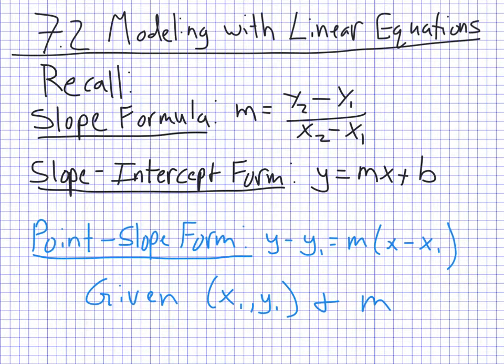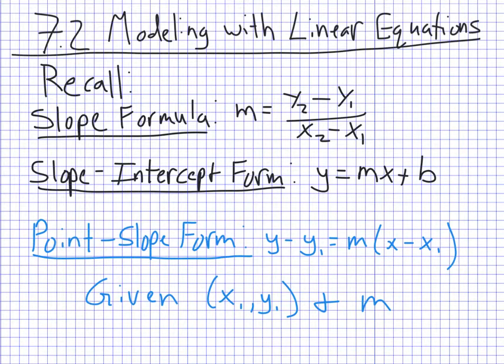We're going to add one to this called point-slope form, and it is this equation: y minus y1 equals m times x minus x1. The catch with this one is that it takes in a point, x1, y1, and a slope, and it gives you the equation of a line.